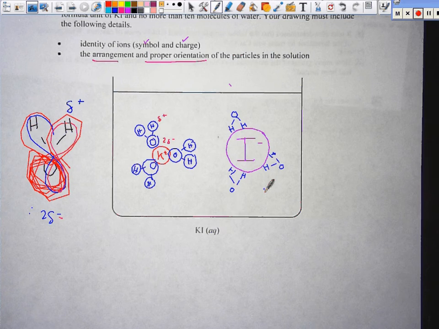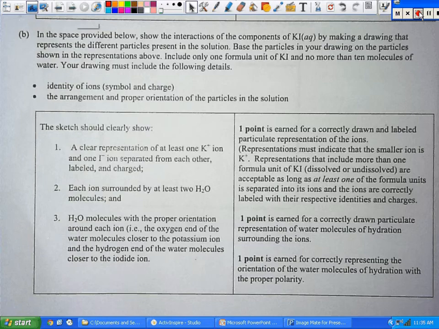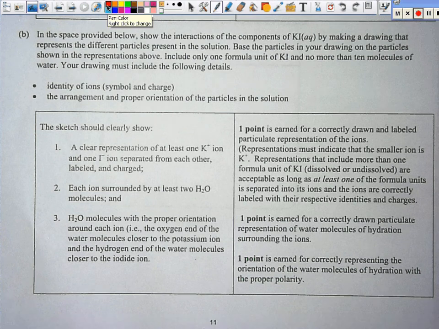Okay, let me show you the key so you can see what the key would have looked like. So you can see where your points come from. All right, so if you'll notice, the sketch should clearly show, and again, most of you would have probably got two points. You probably would not have got the third one. A clear representation of at least one K ion, at least one iodine ion separated from each other, with it labeled and charged. We probably all would have gotten that one, right?